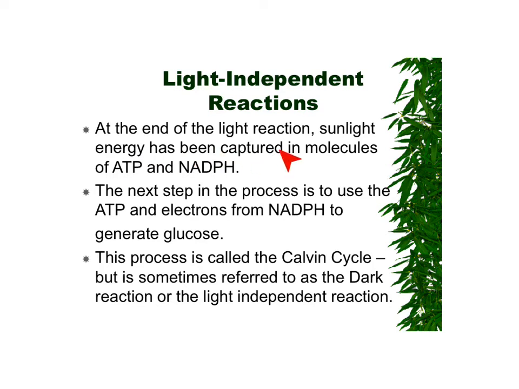Now, at the end of the light reaction, we discussed that the sunlight energy had been captured into molecules of ATP and also this electron carrier NADPH. The next step in the process is to use that ATP and the electrons from NADPH to generate some glucose. This process is called the Calvin cycle, sometimes called the dark reaction, or again, the light-independent reaction.